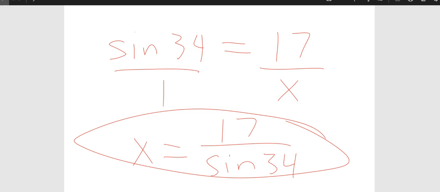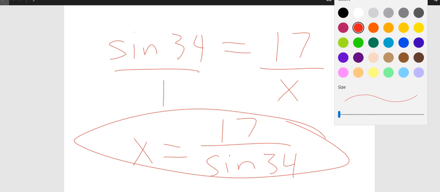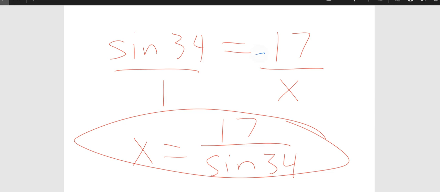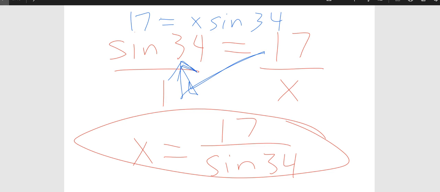If you cross multiply this, you do what? 17 times 1, right? And then what? Divided by what? Yeah, folks, I understand you can do 17 times 1 equals x times sine 34, but you need to go one step further. You guys have done enough cross-multiplying in your life that you need to get that one step where you just go multiply, divide. You need to get that in your mind. Once you set it up correctly, then you multiply and divide.